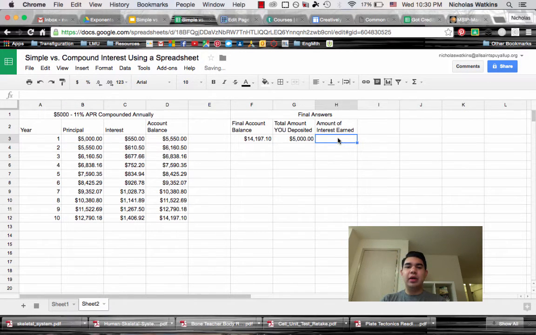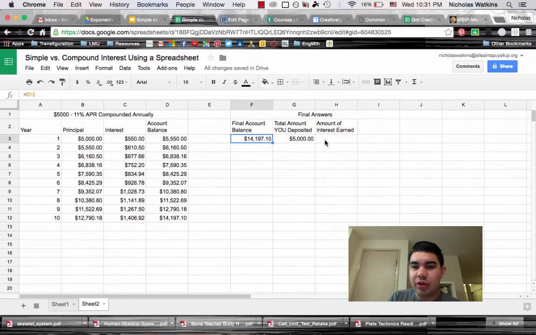Cool. Now, the amount of interest earned. So this is the difference between these two numbers, because this is how much we started with. After 10 years with 11% interest compounded annually, we got up to $14,197. So almost 3 times as much as what we started with after 10 years. If that doesn't make you want to save money with a good interest rate, I don't know what would.